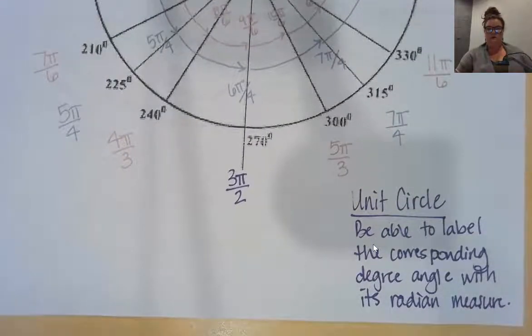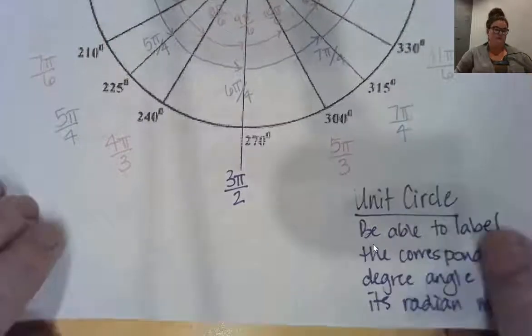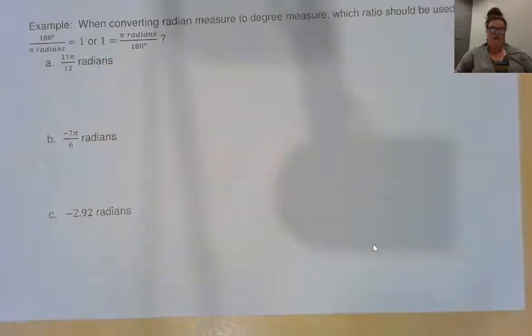Okay, so we want to be able to label the corresponding degree angle with its radian measure. So if I give you degrees, you should be able to give me radians. If I give you radians, you should be able to give me degrees. Okay, so now let's look at converting some of these from degrees to radians or radians to degrees. We're going to do that on the next page.